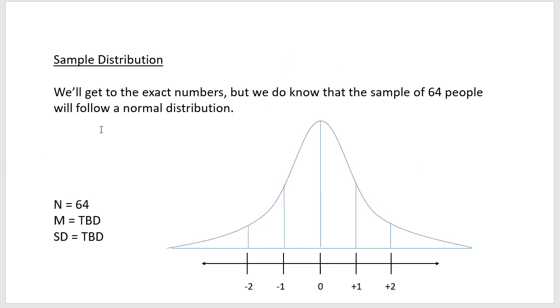So our sample distribution is the score of the 64 individuals who were given special instructions. We know that there were 64 scores there, but we'll talk about the mean and standard deviation of those 64 scores just a little bit later.